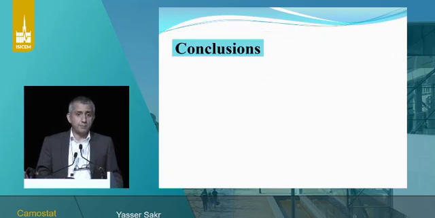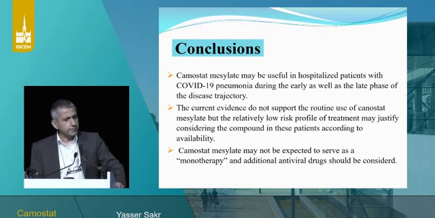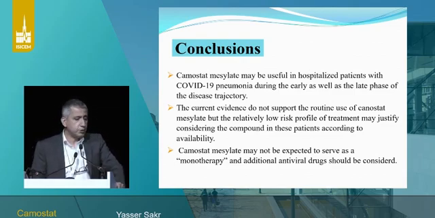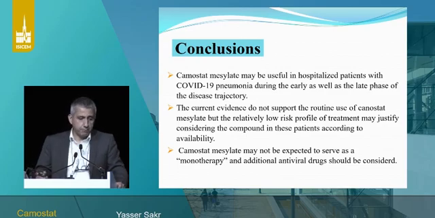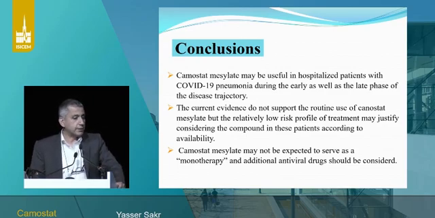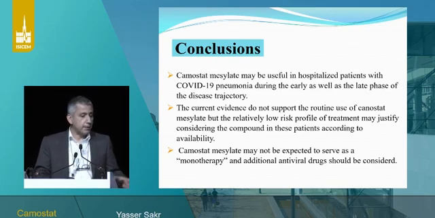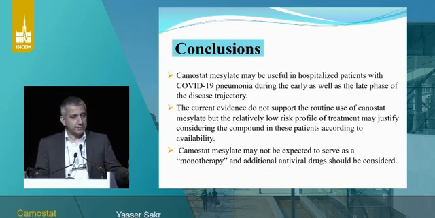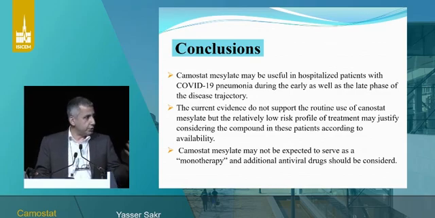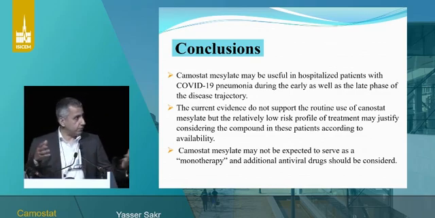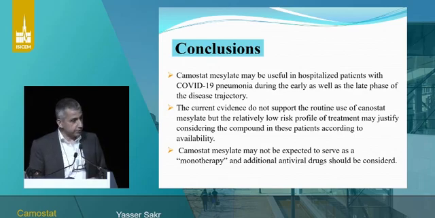The main concern is the risk-benefit. My conclusion would be that Camostat mesylate can be useful in hospitalized patients with COVID during the early as well as the late phase of the disease trajectory, while waiting for the results of multi-center trials. The current evidence does not support the routine use of Camostat, but the relatively low risk profile of treatment may justify considering the compound in these patients according to availability. Camostat may not be expected to serve as a monotherapy, and additional antiviral treatment should be considered if you are planning a trial on that. Thank you very much.